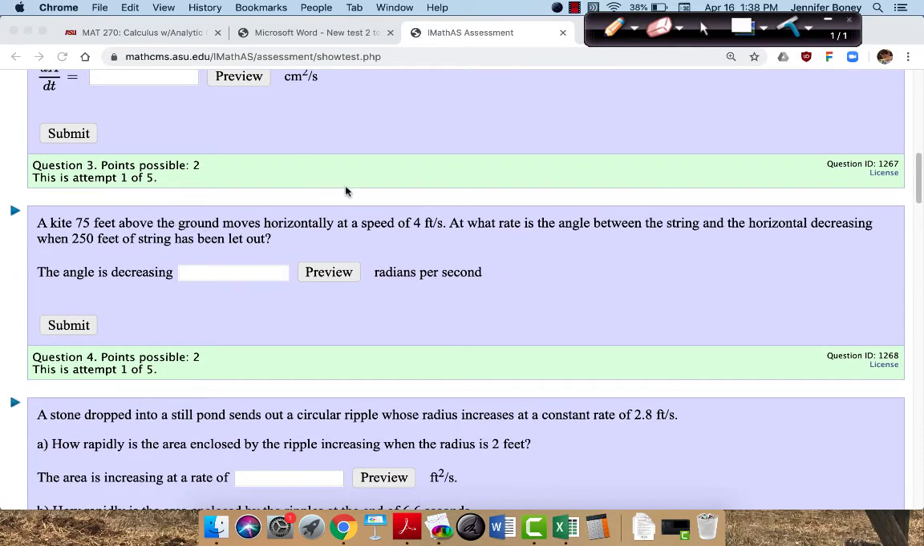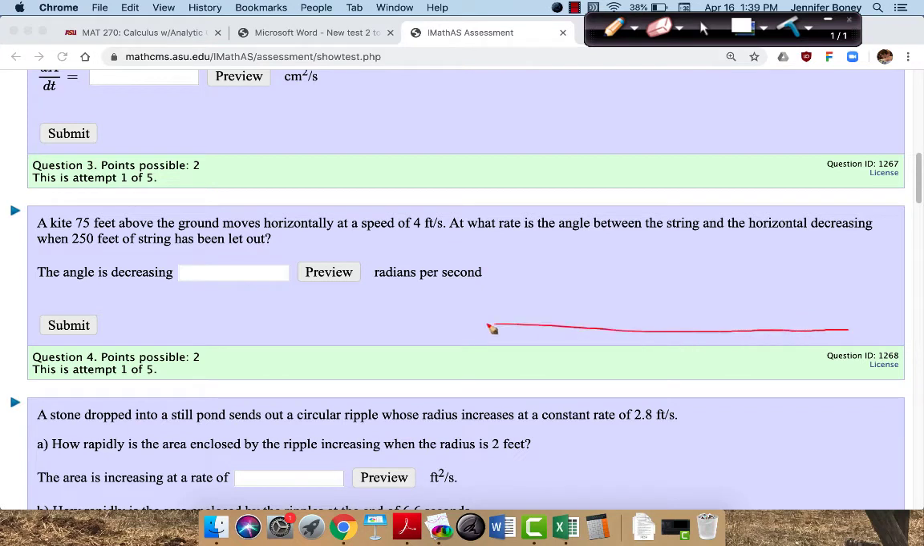So just picture-wise, this is asking how fast an angle is changing. Since it involves an angle, we're not going to just use Pythagorean theorem, although that could still be helpful for us. We are going to have a right triangle that we can use as a part of this.